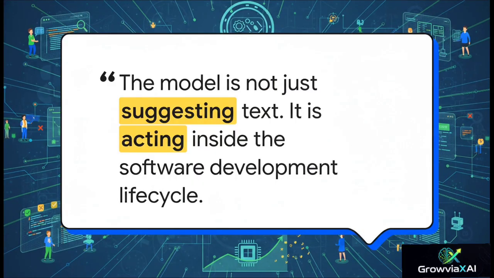The model is not just suggesting text anymore. It is acting inside the software development lifecycle. Remember those agentic workflows we discussed earlier, where the AI verifies updates and reruns code? Well, those actions burn through compute tokens incredibly rapidly. Because these agents are doing so much more heavy lifting behind the scenes, Microsoft absolutely has to own the orchestration layer to optimize the economics of Copilot.